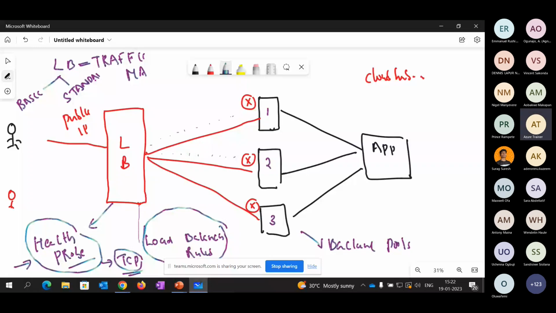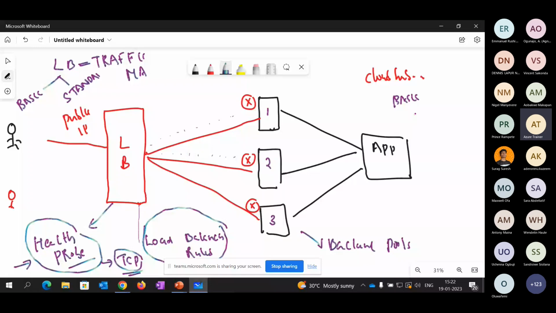What are the types of load balancing? On the Azure side, you will see there are two types of load balancing. One is known as a Basic load balancer, and the second one is known as a Standard load balancer.